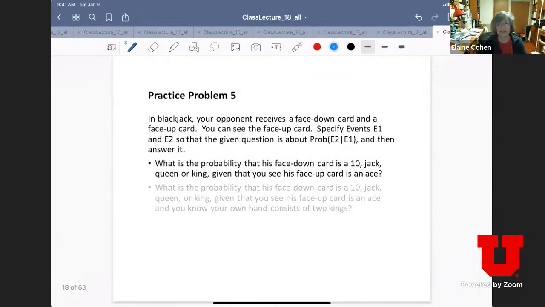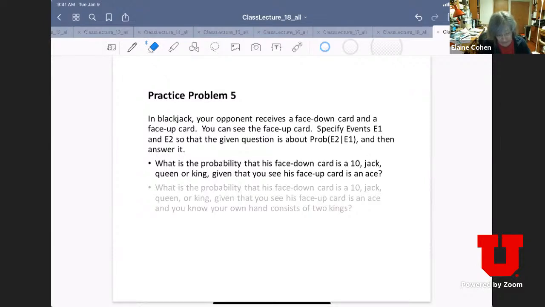Okay, let's do another practice problem. This has 2 parts to it. In blackjack, your opponent receives a face down card and a face up card. I am not a card player. If you're not a card player, then we're in the same boat, but let's just go with what we see here. You can see the face up card. Specify events E1 and E2 so that the given question is about the probability of E2 given E1, and then answer it.